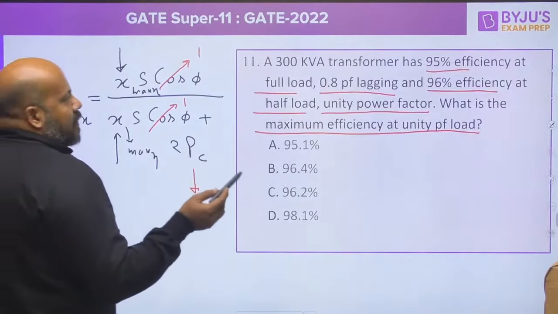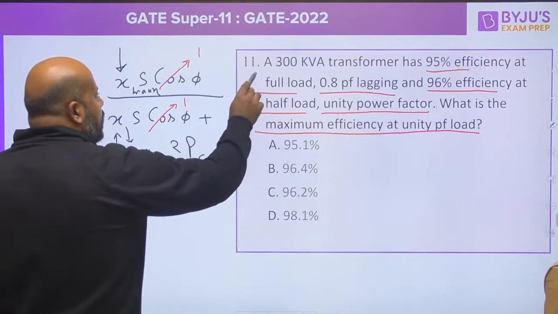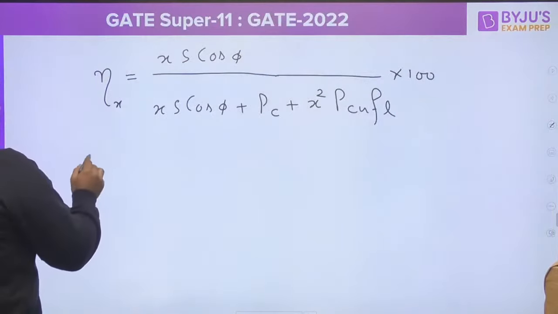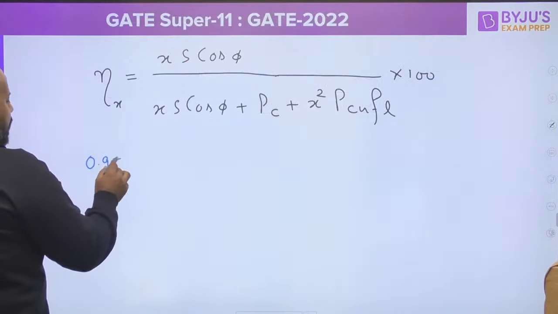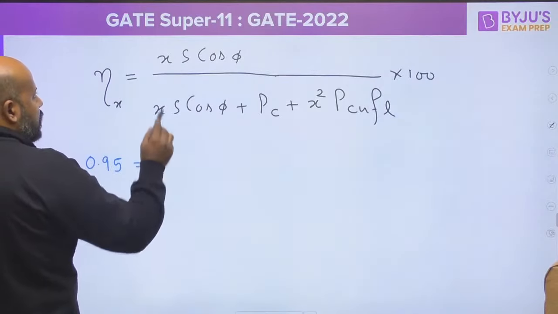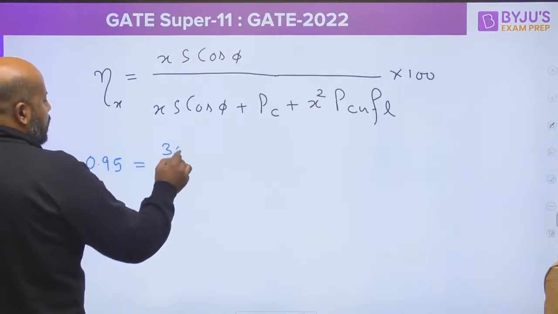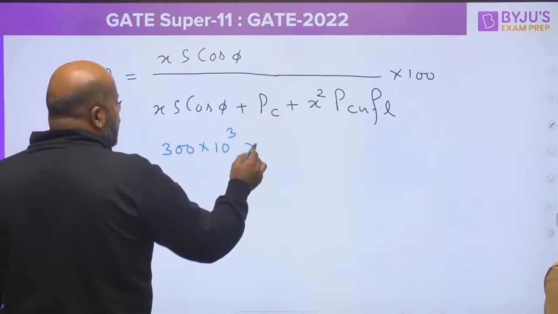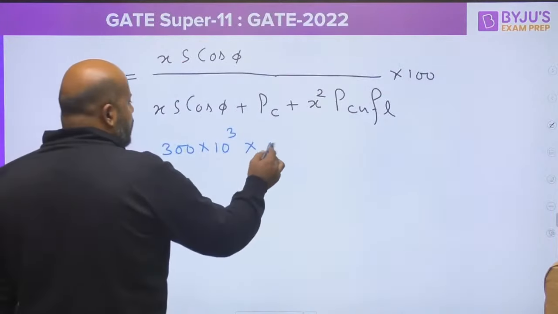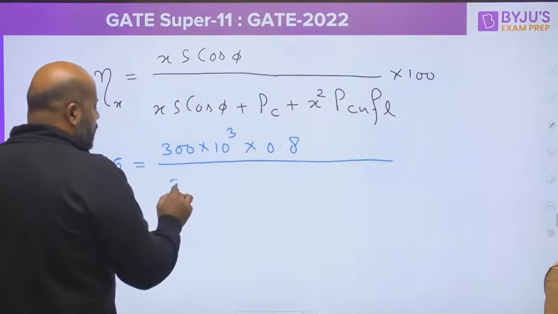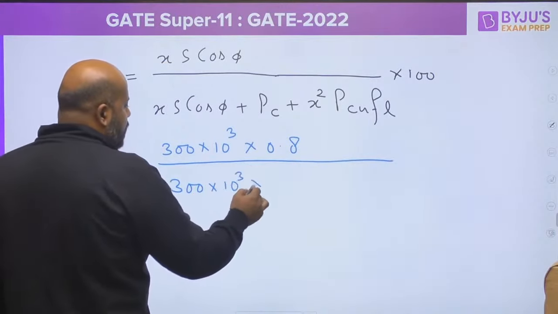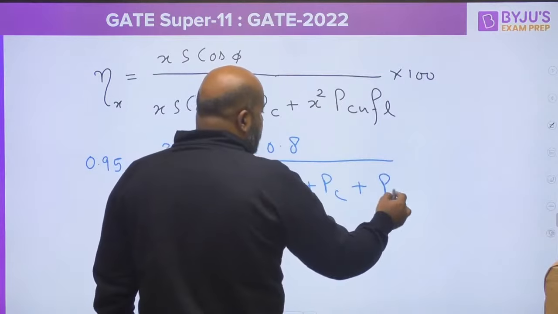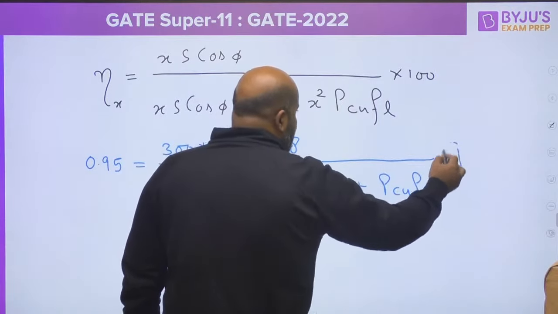Now in the first case he is saying 95% efficiency at full load. Full load means x becomes 1, power factor 0.8. So 95% efficiency will become 0.95. x is going to become 1, S is given as 300 kVA, so 300 into 10 to the power 3, cos phi is given as 0.8. So you can write it as 300 into 10 to the power 3 into 0.8, upon 300 into 10 to the power 3 into 0.8 plus core losses plus x is 1, so it is P_CUFL. Say this is equation number 1.